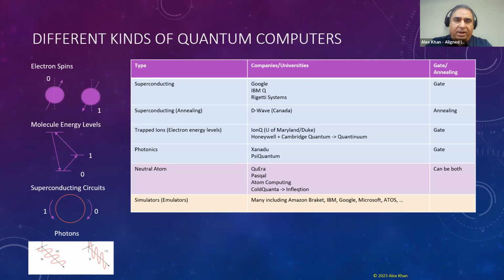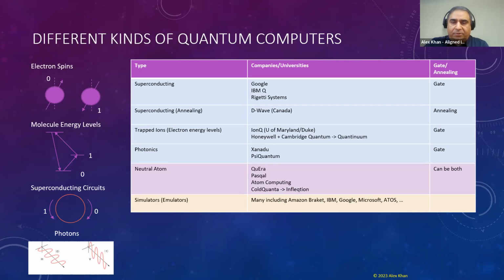So here are the different kinds of quantum computers or annealers that are out there. There are superconducting, like Google, IBM Q, and Rigetti. There's also superconducting annealing, which is D-Wave. We also have the trapped ion systems, IonQ and Quantinuum. There are photonic systems like Xanadu and PsiQuantum. There are neutral atom systems like QuEra, Pasqal, Atom Computing, and Infleqtion. And then there are various simulators. Amazon Braket has simulators like SV1 and TN1. IBM, Google, all of them have various simulators. There's actually a list of hundreds of simulators out there.